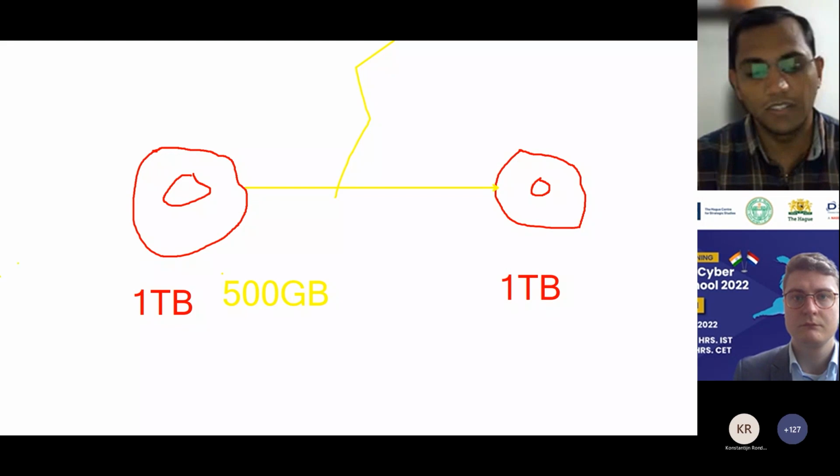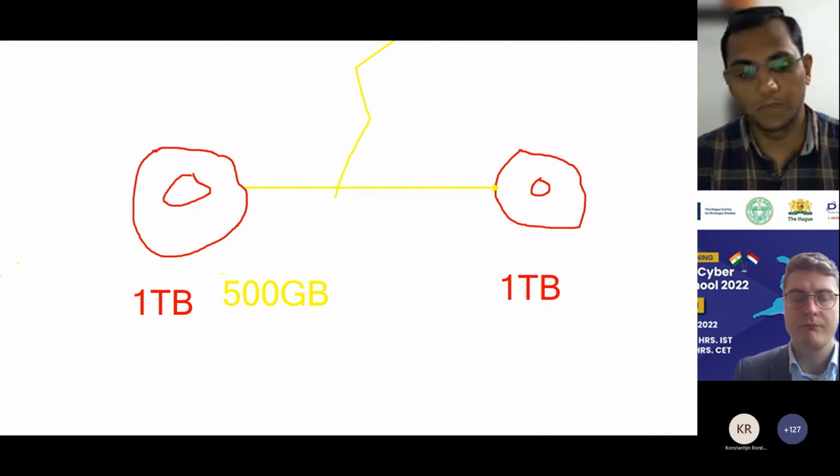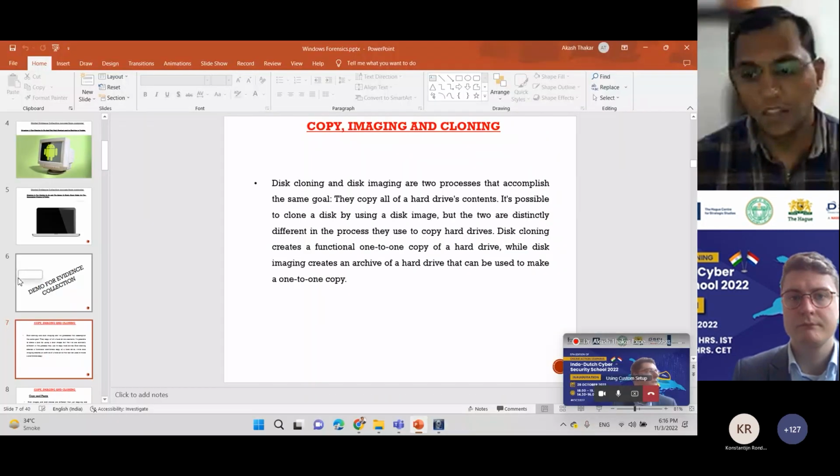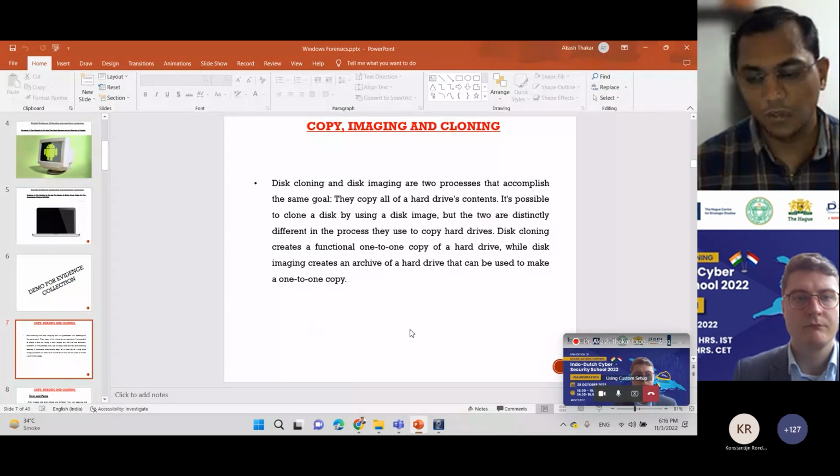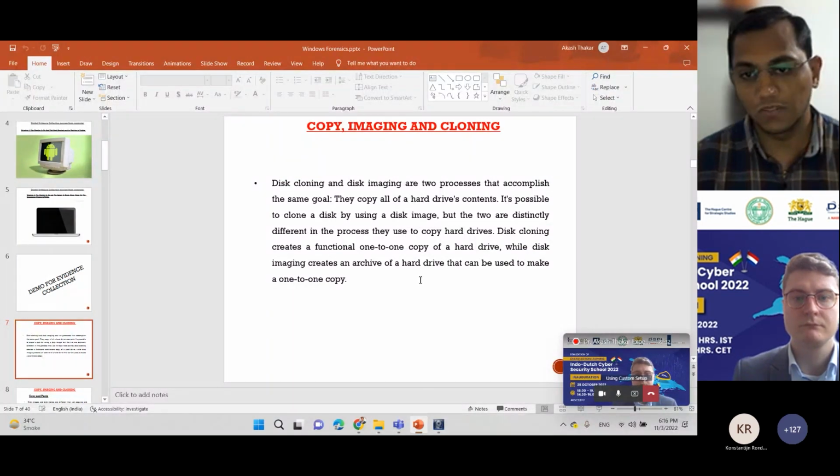For example, if your 500 GB data is stored and 500 GB is vacant, it will still transfer the entire 1 TB with unallocated space, so that you can recover your deleted data also. Make sure of this in imaging as well as cloning. Okay, so how do we create an image? How can we create an image of this particular system?